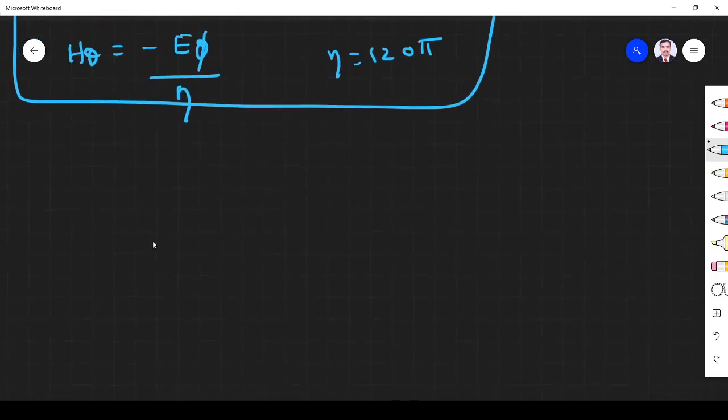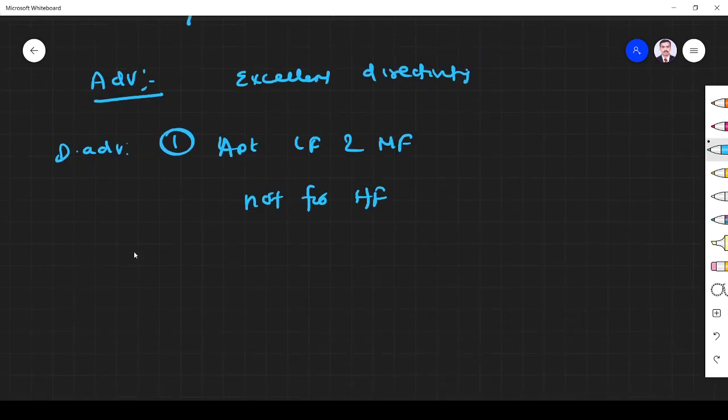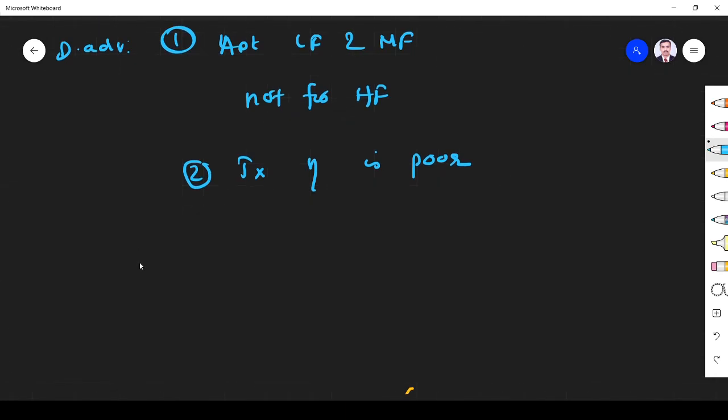Now we will go for the advantages. The main advantage of loop antenna is it has very high directivity, excellent directivity. That is the biggest advantage of loop antenna. The disadvantage is it is apt only for low frequency and medium frequency, not for high frequency. And the second disadvantage is transmission efficiency is poor. So that is another disadvantage of loop antenna.